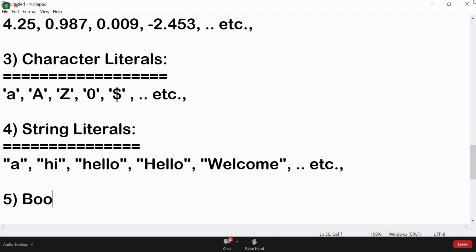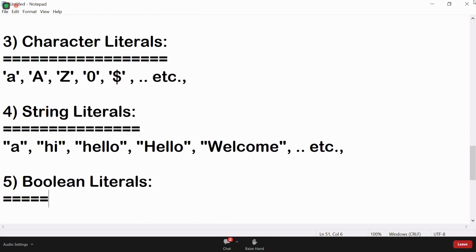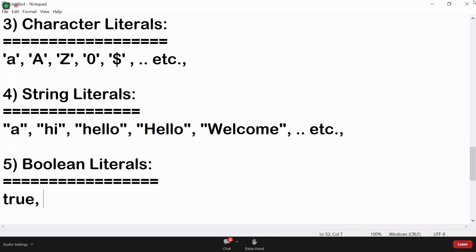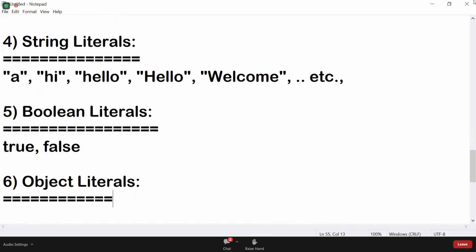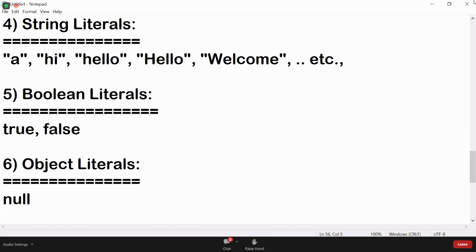Fifth one, boolean literals: true, false. That's it, these two words. Sixth one, object literal. Only one, that is null. Boolean literals: true, false. Object literal: null.